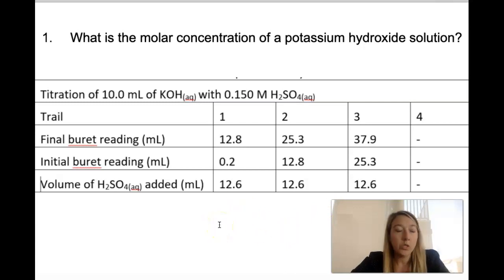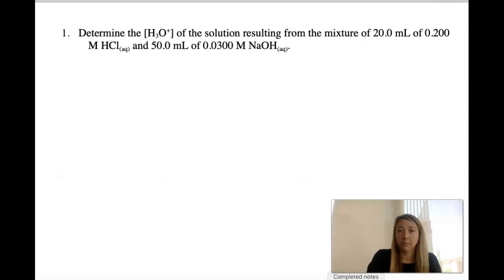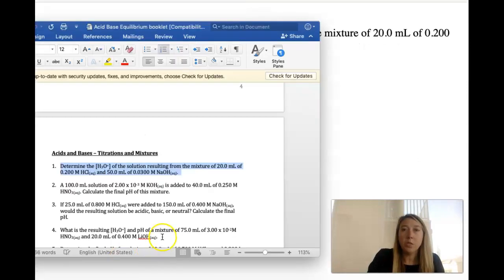So what I do want to do is one additional example, which, sorry, is not in your notes. If you want to pull out your practice problem book, maybe pause the video for a minute while you all get that out. In that booklet, go to the worksheet called Acid Bases, Titrations, and Mixtures. I'm going to show you how to do number 1 off of this worksheet.